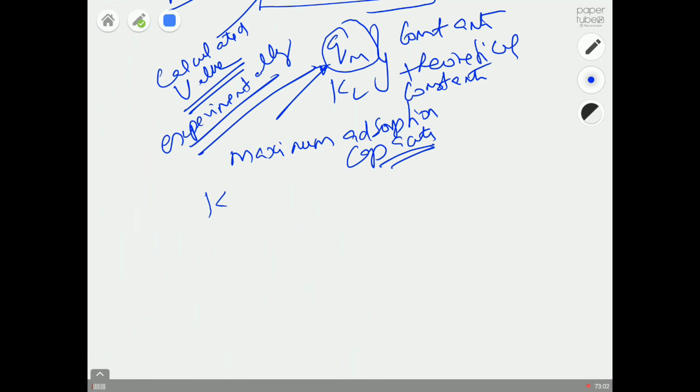KL is something like a binding affinity. If the KL value is high, it means your solute molecules are more strongly adsorbed onto that surface. Imagine you have butyric acid, or, for example, a protein in a solution. You do one experiment using activated carbon, and your KL value is 0.1, and you do another experiment with a silica material, and your KL value is 0.2 grams per liter. What can you theoretically understand from these two values?